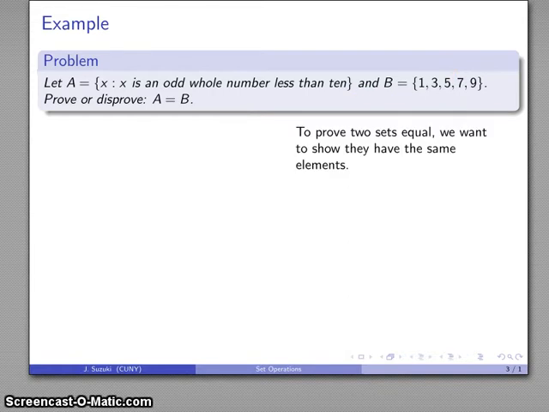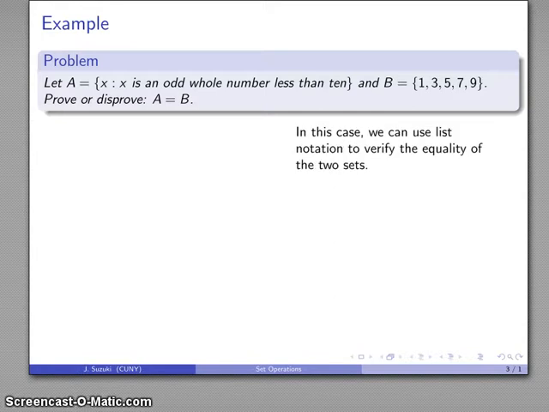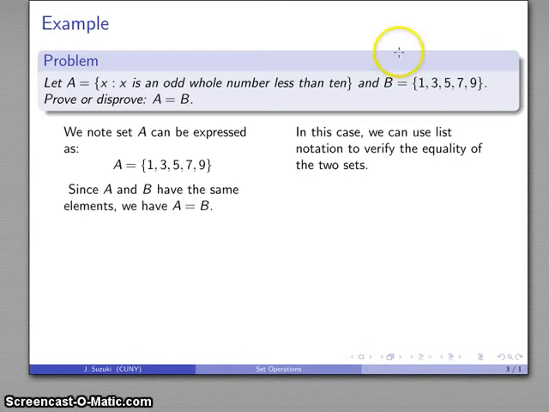Since I want to prove the two sets are equal, I want to show that they have the same elements. And in this case, it's easy enough to use list notation. Set B is small enough that I can verify or not the equality of the two sets. So, A: x is an odd whole number less than 10. Well, I can figure out what those are. The odd whole numbers less than 10: 1, 3, 5, 7, and 9, and that's it. And I have my listing of the elements in set B: 1, 3, 5, 7, and 9, and I see that they are in fact the same set of elements. And since they have the same elements, then my two sets are equal.